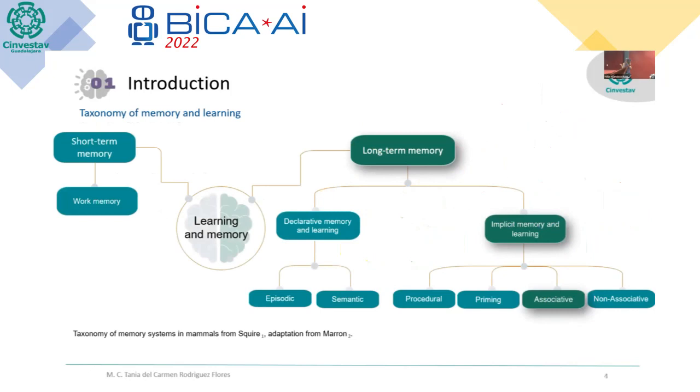Acquire divided the memory into types: short-term memory and long-term memory. The long-term memory is divided in declarative memory and declarative learning, and implicit memory and implicit learning. The implicit learning is divided in four steps: procedural, priming, associative, and associative. In associative, we found our proposal.